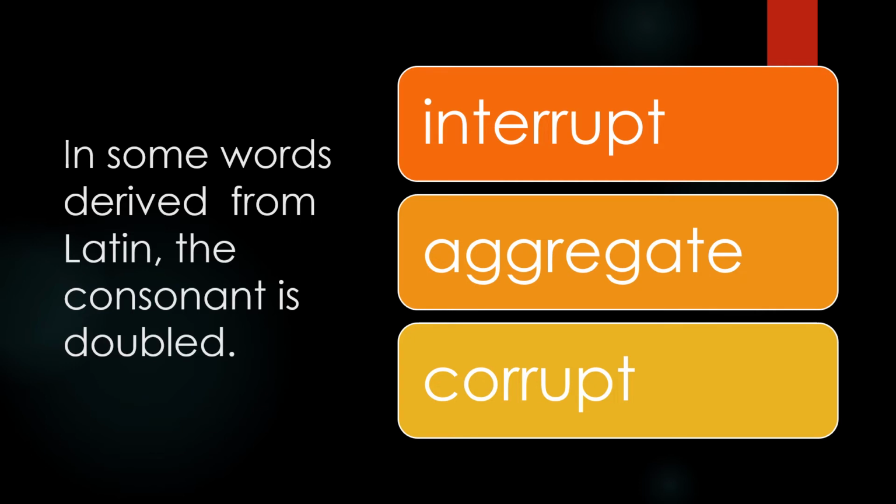Aggregate. Again, you have the AG, which means towards or to. Then you have the GREG. And once you know that these two parts are separate, you spell them that way, okay? And corrupt. Again, you have the COR here, and then you have rupt. So in some words derived from Latin, the consonant is doubled. That's why you can always ask, hey, where's this word from? Once you know that, it'll help you to spell that word properly.